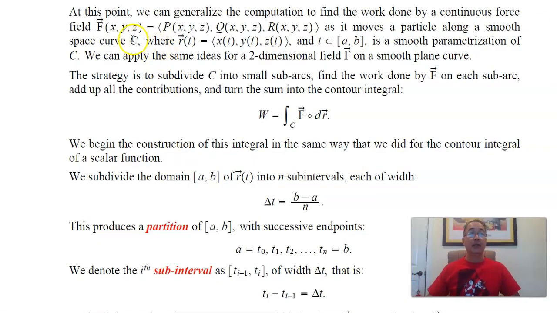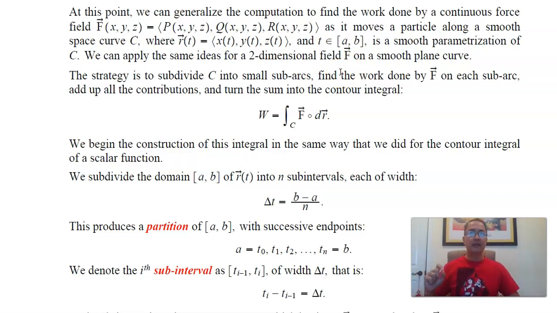Here's how we're going to generalize it. We have a vector function representing our force, and it has 3 components, since it can be happening in space. And we have a smooth space curve parametrized by r of t. The domain of t is from a to b. Again, our integrals have to have a finite domain.